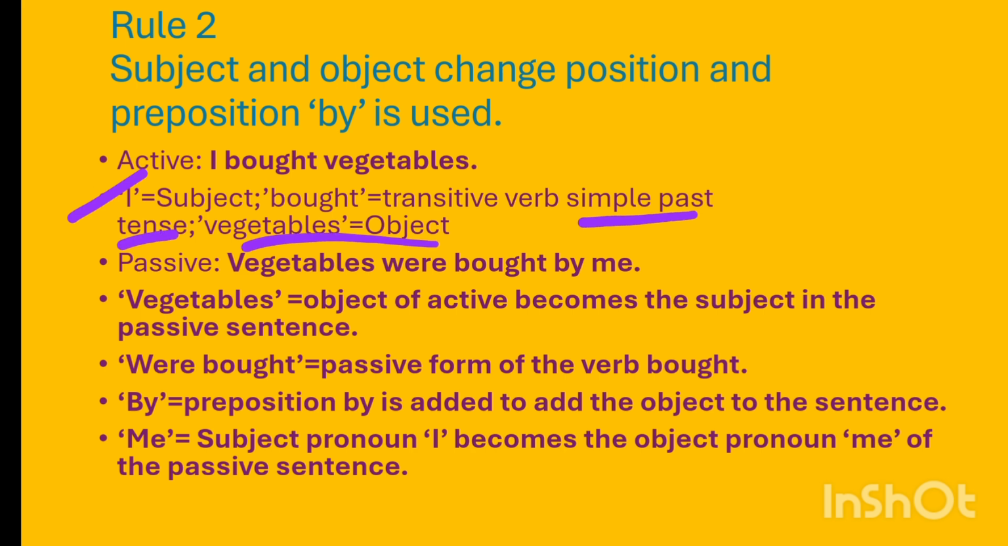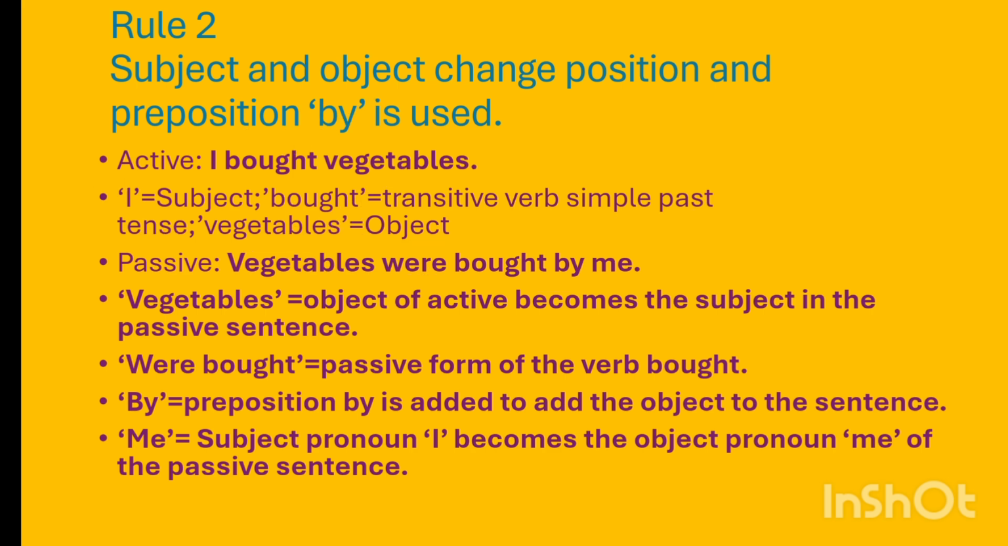It is also very important to identify the tense, or else how will you use the auxiliary verbs? Okay, now we have to bring the object in the beginning: vegetables. As it is past tense and vegetables is plural, for plural past we have to use were. Vegetables were, then the third form of bought is bought. Then you have to add the preposition by, then I will become me.